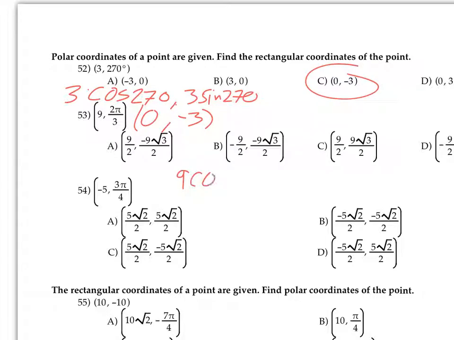Next up, we got 9 cosine 2 pi over 3. Cosine of 2 pi over 3 is going to be negative a half. So that's negative 9 over 2. And 9 sine of 2 pi over 3. Sine of 2 pi over 3 is going to be the square root of 3 over 2. That's going to be 9 times the square root of 3 over 2, and you can leave it as that. That happens to be, looks like answer choice D, because I can't see that value.